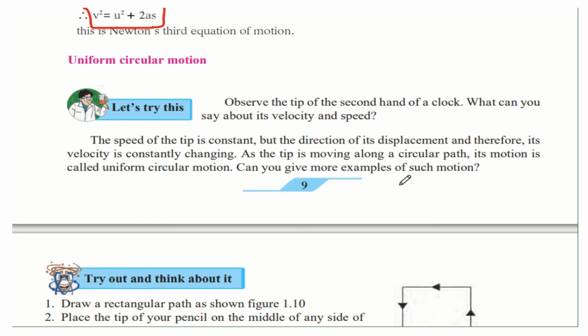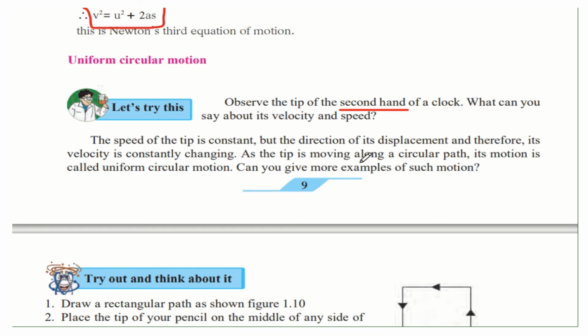So in a clock, you have the hour hand, the minute hand and the second hand. They are asking about the second hand of the clock. That second hand, every second it moves ahead and it completes one circular motion in 1 minute, that is 60 seconds. The speed of the tip is constant because speed does not depend on the direction of motion, but the direction of its displacement, and therefore its velocity is constantly changing. So since speed does not depend on the direction but velocity depends on the direction, and because the direction of the second hand is constantly changing, its velocity is also constantly changing.